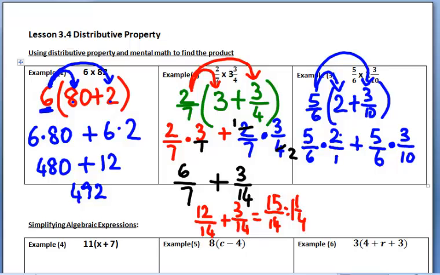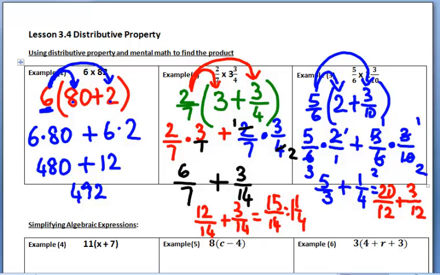I know I can put a 1 there. 2 goes once, 2 goes 3 times. That gives me 5/3 plus, 3 goes once, 3 goes twice, 5 goes once, 5 goes twice, plus 1/4. Now if you do this, let me use another pen so that it's easier to see, I end up with 20/12 plus 3/12, which gives me 23/12, which is nothing but 1 and 11/12.